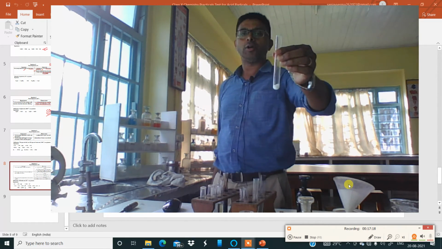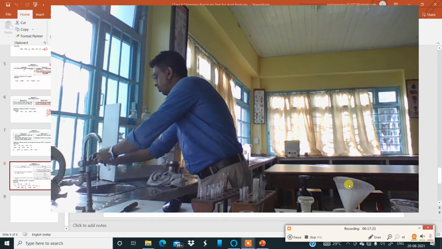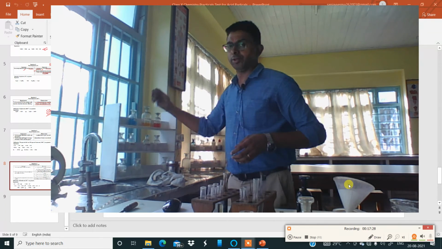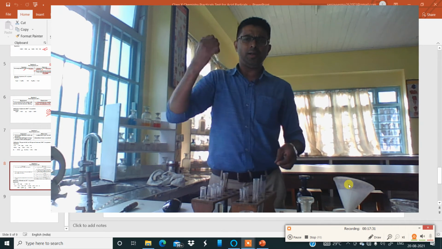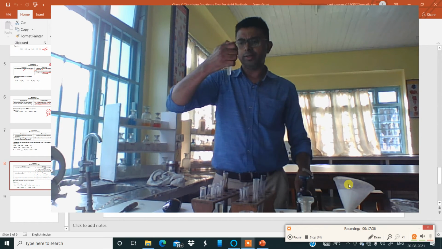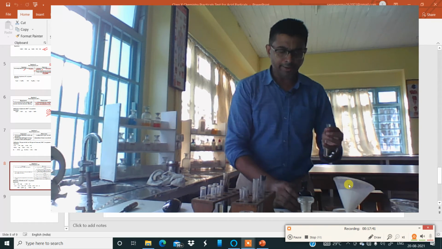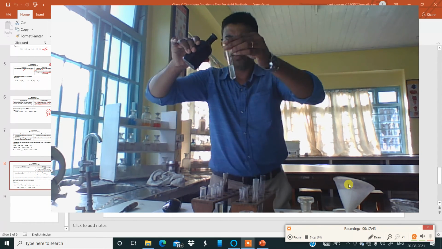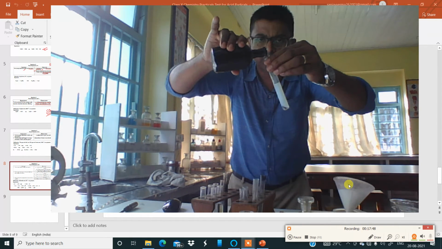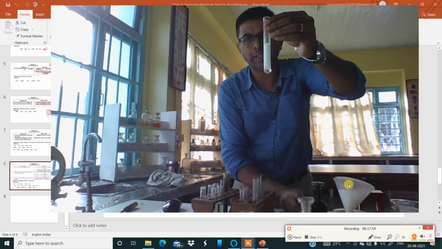First I am going to make the sodium chloride solution. This is the solid salt. I will take this sodium chloride salt, add water to it, and make a solution. Okay, the solution is ready. Now I will add silver nitrate solution to this. See, a curdy white precipitate is formed.